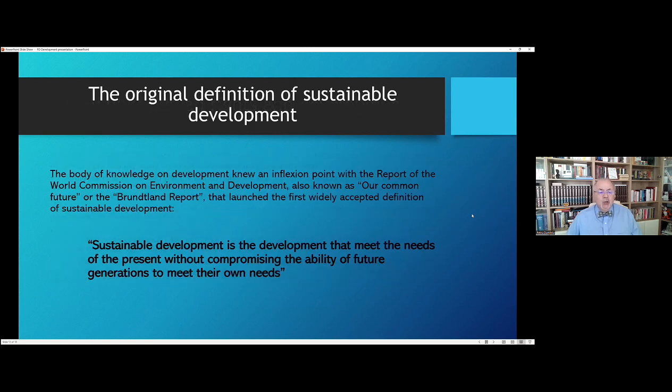Also, we have to note at this point in time the Brundtland report, the report of the World Commission on Environment and Development, which gave the first widely accepted definition of sustainable development. Now, of course, we enrich the concept, but this is what I learned myself at the university. Sustainable development is the development that meets the needs of the present without compromising the ability of future generations to meet their own needs. It is what I told you before.